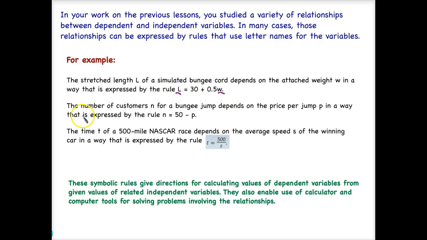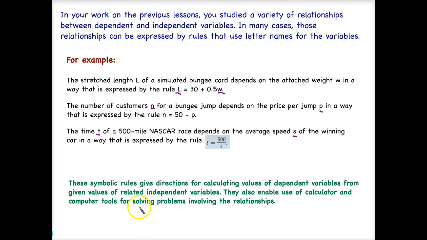Let's look at the second example. The number of customers N for a bungee jump depends on the price per jump, P, in a way that is expressed by this rule. So we know that N is the number of customers and P is the price per jump. And the final one we looked at before was the time T of a 500-mile NASCAR race depends on the average speed S of the winning car, and it can be expressed by this rule, which, if you remember, we derived from the distance equals rate times time formula.